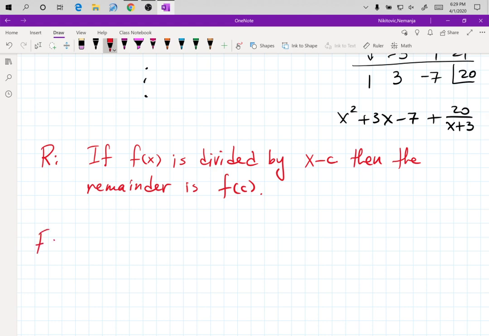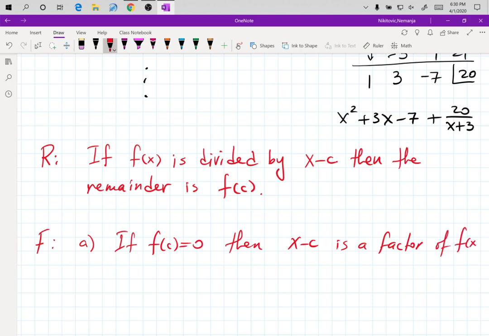And the factor theorem had 2 parts. Part A said if f of c equals 0, which means remainder is 0, then x minus c is a factor of f of x. And second part B, if x minus c is a factor, then f of c equals 0.